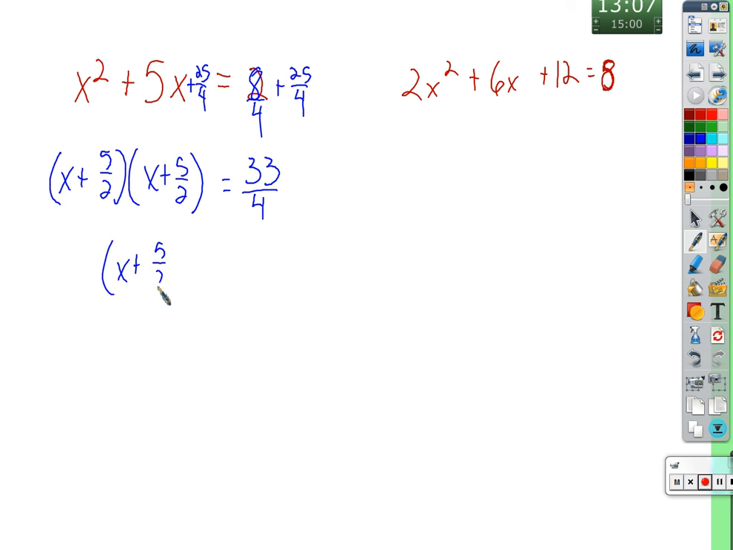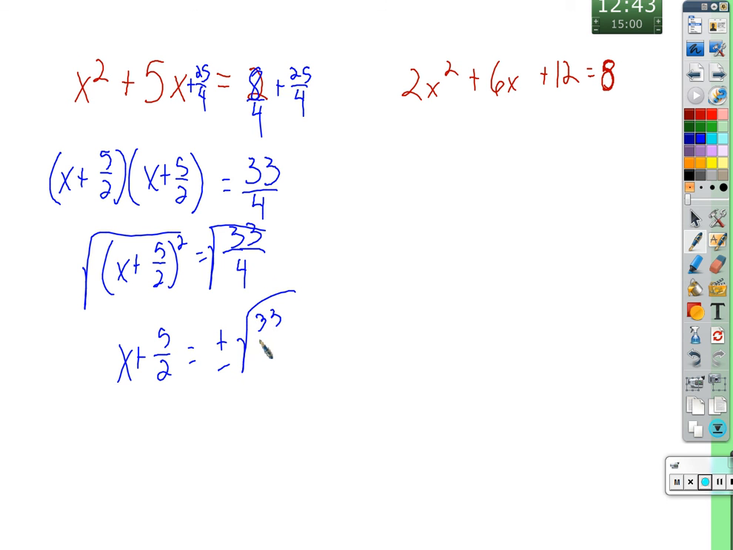All right, so this is x plus 5/2 squared, and this is 33/4 on that side. Here's a big payoff. The whole reason we're doing this, because right now we get to do what? Take the square root of both sides. So x plus 5/2 on this side, plus or minus the square root of 33/4 on this side. Right? And subtract 5/2. So we get negative 5/2 plus or minus the square root of 33/4.